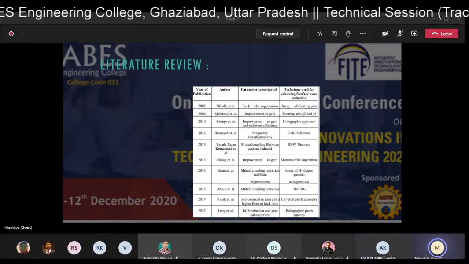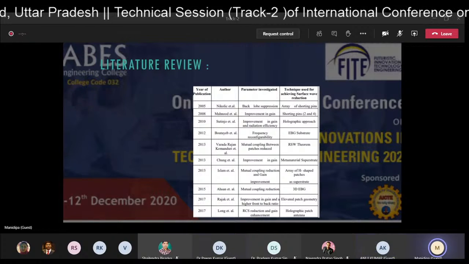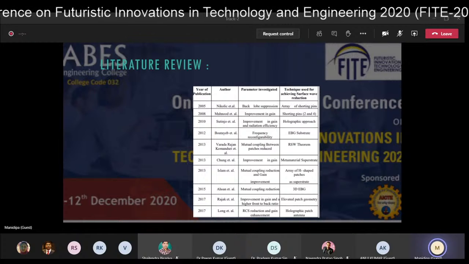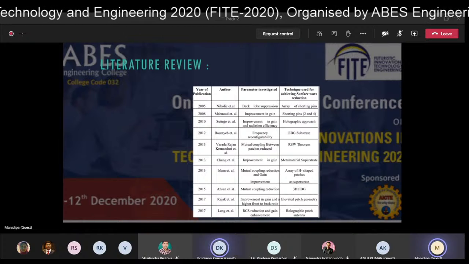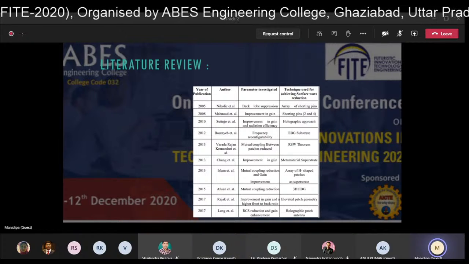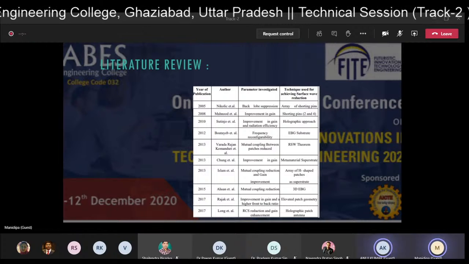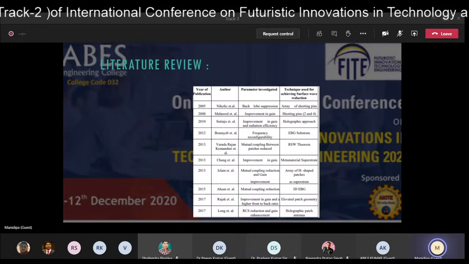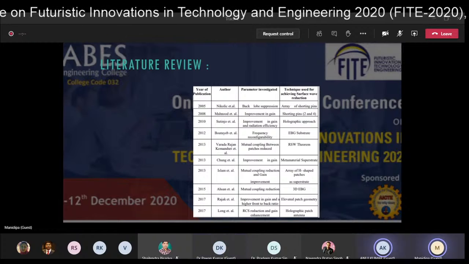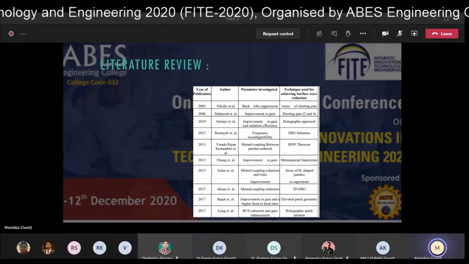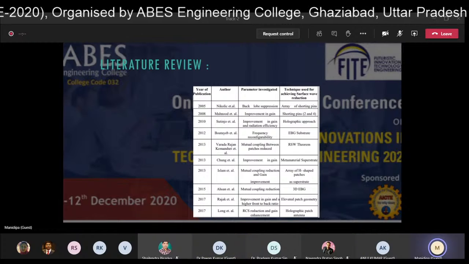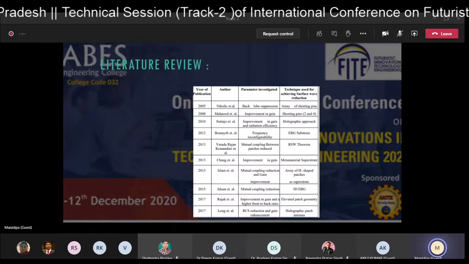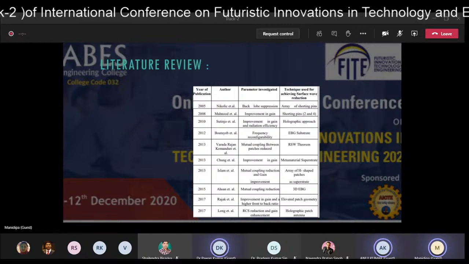Thank you, sir. From 2005 to 2017, for surface wave suppression, there are some parameters which, if we improve them, the surface wave suppression will be achieved. We can suppress the back lobe, improve the gain and radiation efficiency, and reduce the mutual coupling between patches. All these things were considered, and the different techniques used for achieving surface wave suppression were also studied.